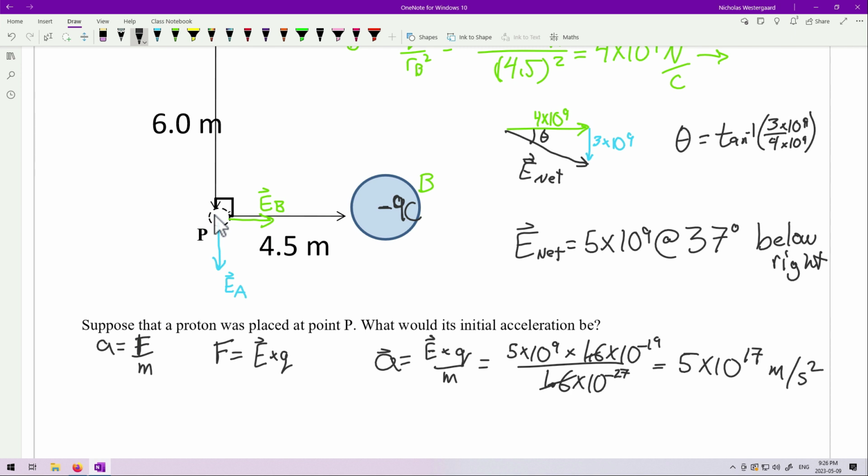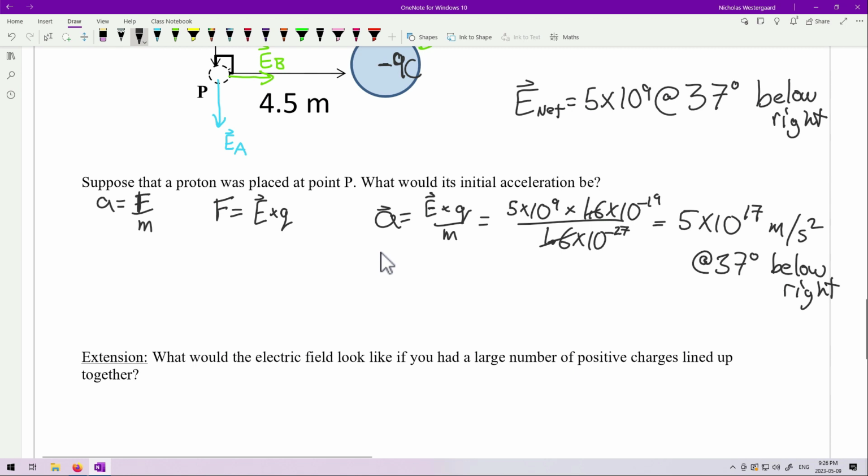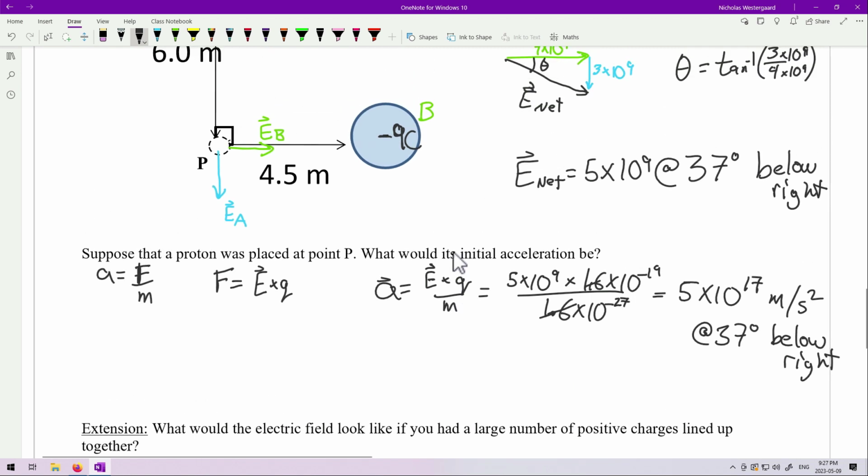And I'm not done yet because acceleration is a vector. Which direction? It's the exact same direction as the electric field, because the electric field is the direction a positive charge or a proton would go. So at 37 degrees below the right horizontal. So I hope that's feeling good. We'll talk about that extension in a bit.